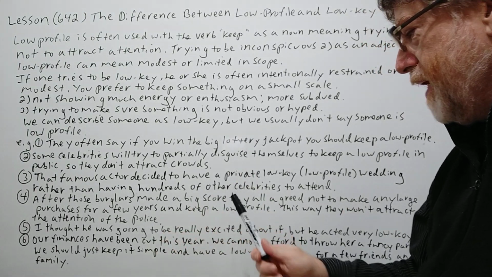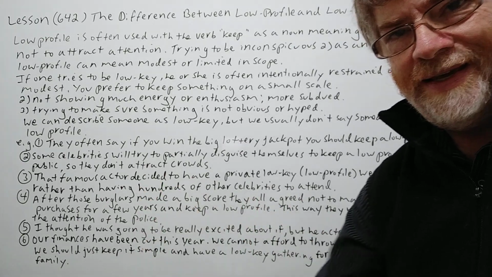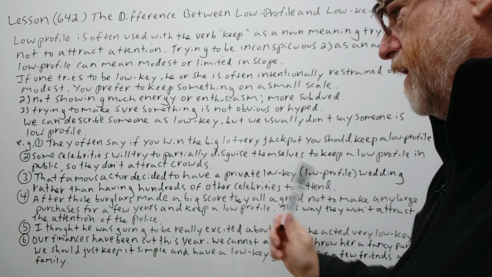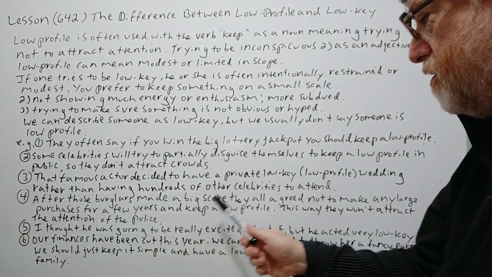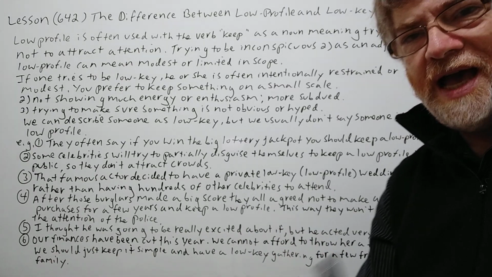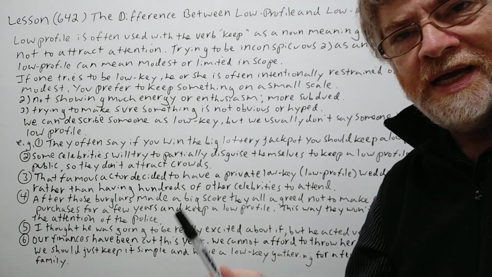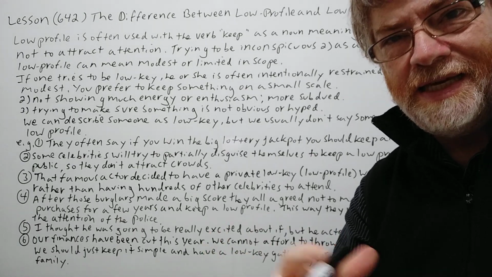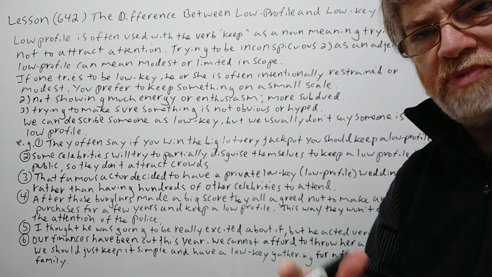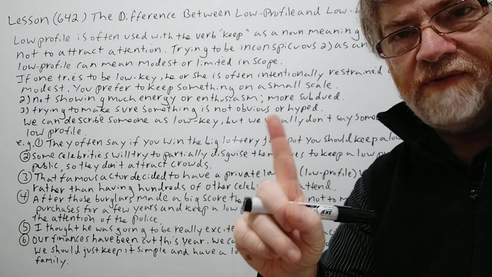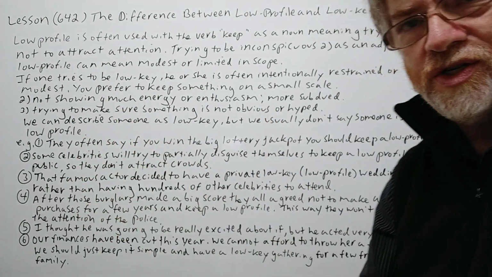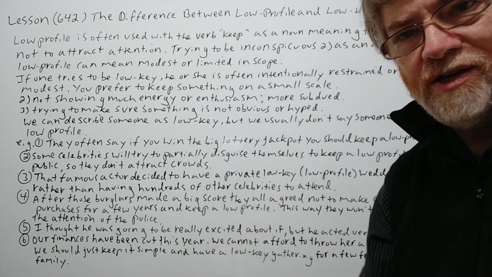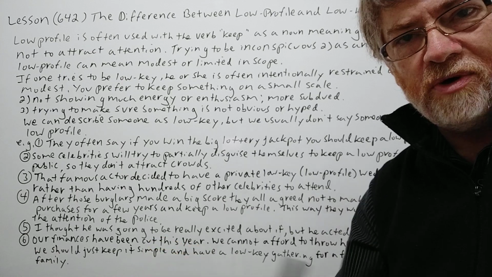Number 4. After those burglars made a big score, which means they stole something and got a lot of money, they all agreed not to make any large purchases for a few years and keep a low profile. I've seen this in a few movies where they do this. They tell each other, don't spend any money, because maybe they were a team of criminals. They all have records, so the police might be checking. If they could find one of them, they could connect it to the other. So they tell them all, don't do anything. Just pretend like nothing happened, like you're just doing your everyday job.